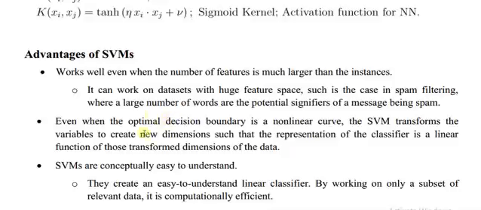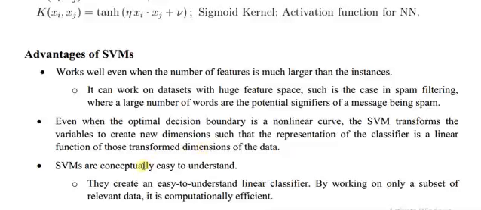Even when the optimal decision boundary is a non-linear curve, the support vector machine transforms the variables to create new dimensions such that the representation of the classifier is a linear function of those transformed dimensions of the data. So that is what we do, converting from one dimension to another dimension in the case of a non-linear data set.